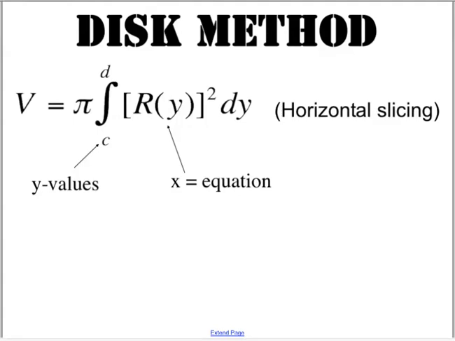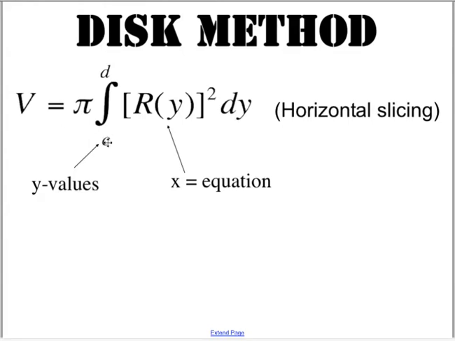The other part to the disk method is if we are using horizontal slices, and this is what you're going to use when we are revolving around a vertical axis of revolution. So if I asked you to revolve an area around the y-axis, this is the setup that you would use. It's no different than vertical slicing. It's a lot like finding the area using horizontal slicing.